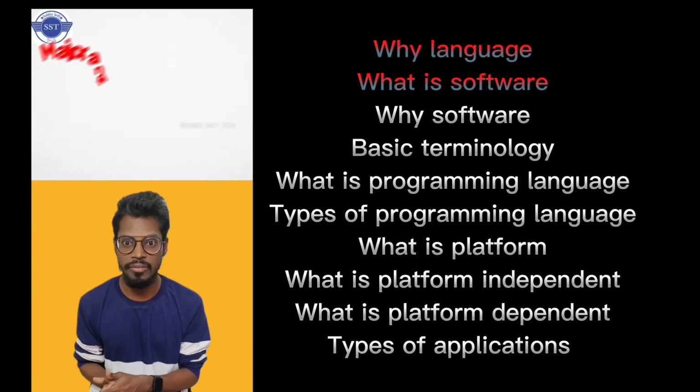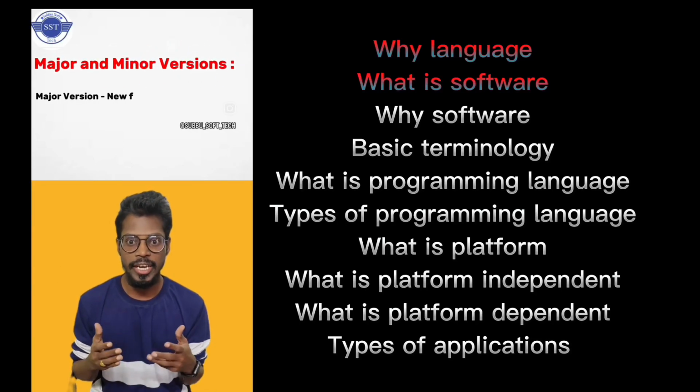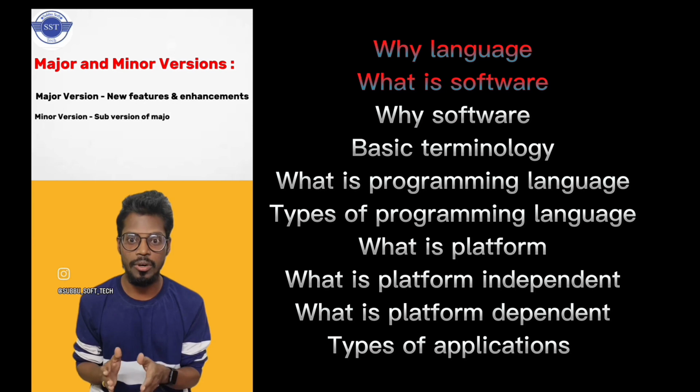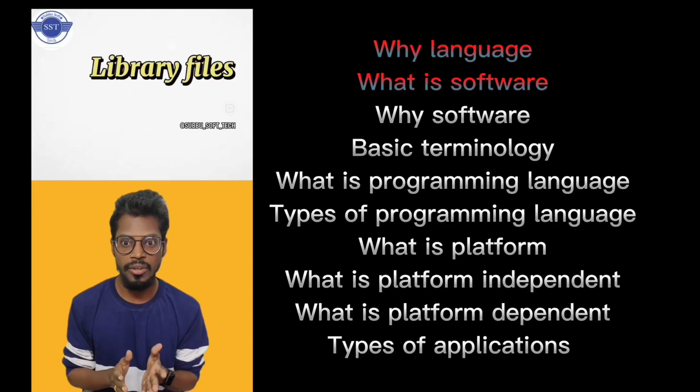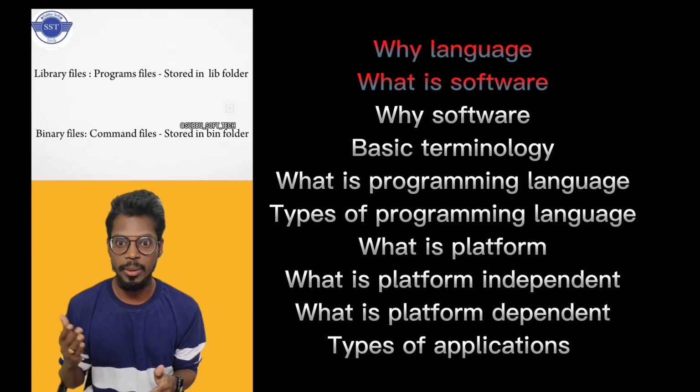Major version software is available, and minor version software is also available. Major version means any enhancements they develop come under the major version software. A minor version is nothing but bug fixes, which is for support of the major version. Within the software there are two types of files available: library files and binary files. Library files are stored in the lib folder, and binary files are stored in the binary folder.